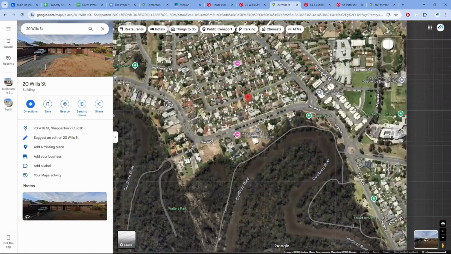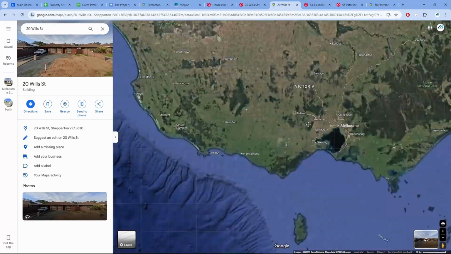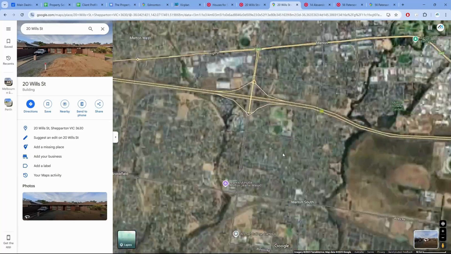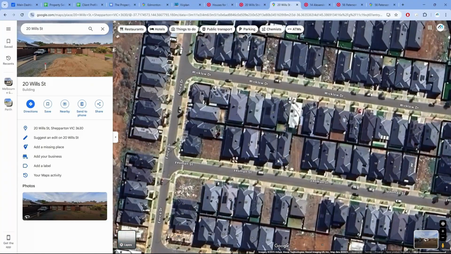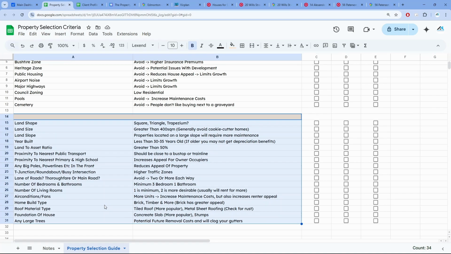And all we have to do is simply look at Melton, or Melton South rather. When we look at Melton South, we can see all these new homes are built on 300 square meter blocks of land, cookie cutter homes, which we want to be avoiding. And by the way, all these ones here are trade-offs, right? They're not deal breakers, but they are trade-offs.